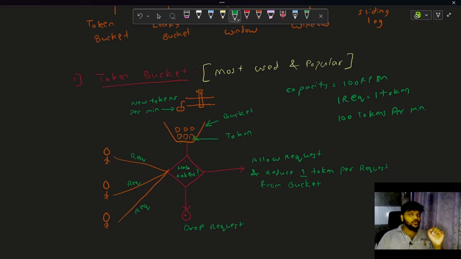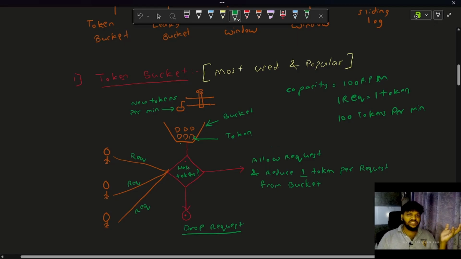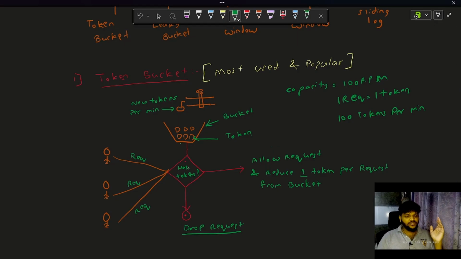Let's say all 100 tokens are exhausted, my bucket is empty, and I get the 101st request. I will see whether a token is available. If the token is available, nice. If the token is not available, as in this case, I would throttle that request. Basically I will drop that request. Throttling has different aspects, but just consider that I would not entertain that request, I would drop it.